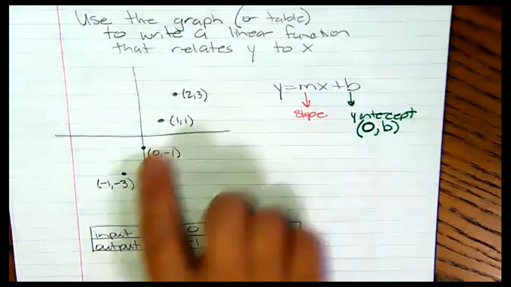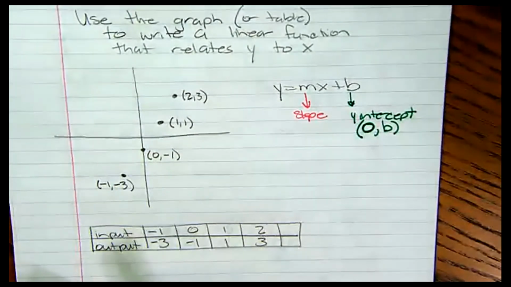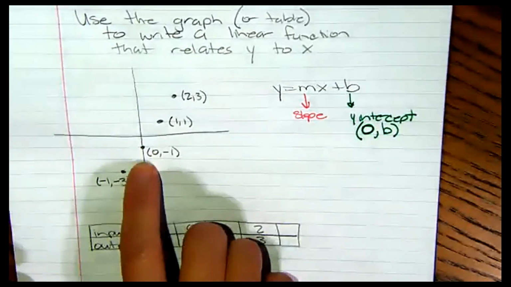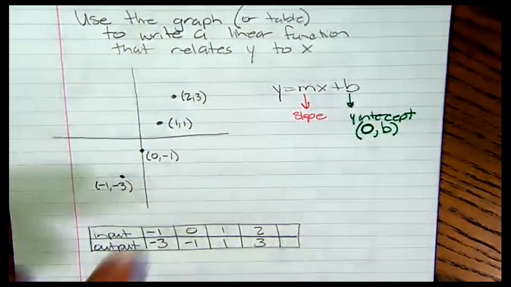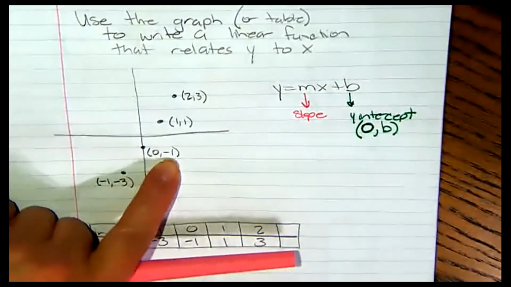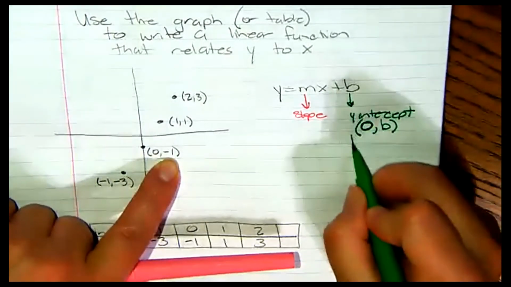So let's look at this. It's kind of nice that they've given us a point on the y-axis. So when x is 0, my y is -1.